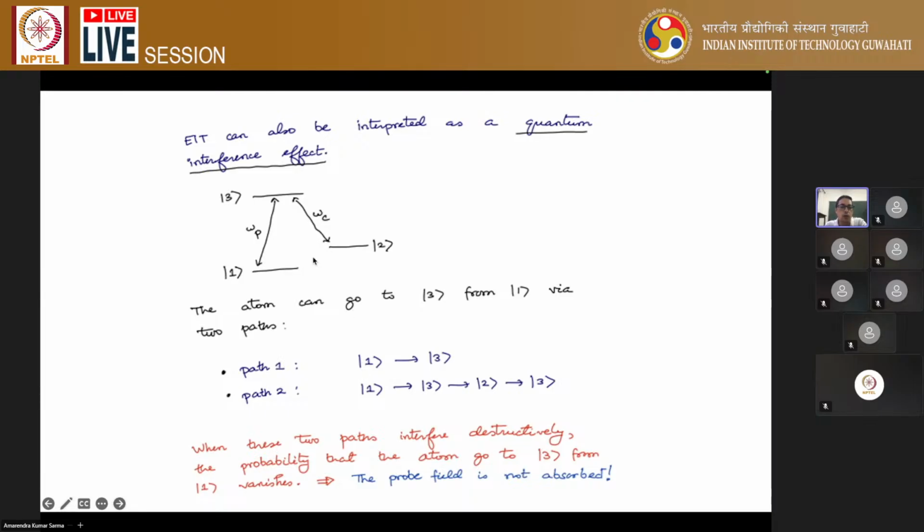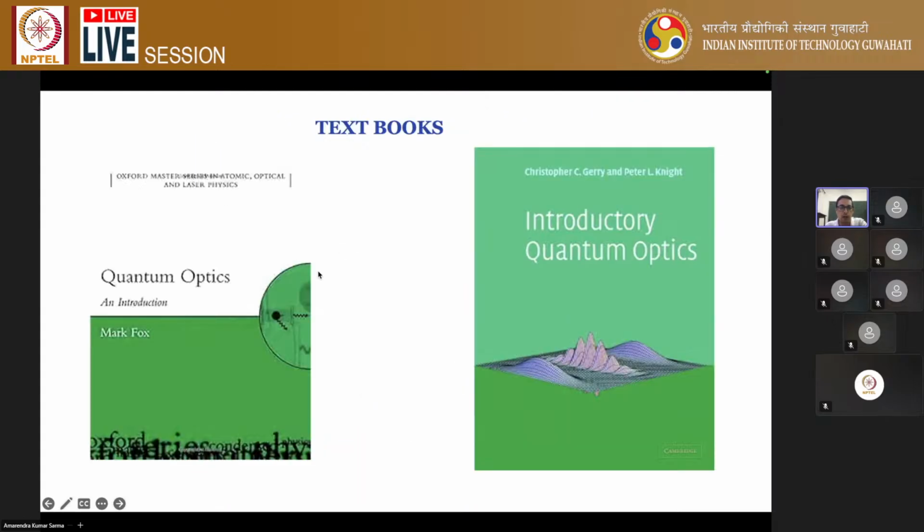This is dipole forbidden, as we have discussed in the class. So another path is that you can go from 1 to 3, then 3 to 2, and then 2 to 3. Now when these two paths interfere destructively, you will be able to cut off this transition, and that means this probe can pass through the medium without getting absorbed. So this is basically the essence of what is called EIT.